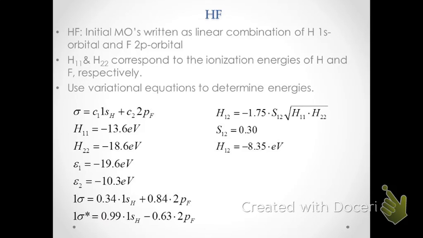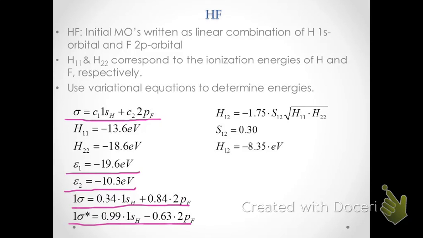Here are the results of calculations for the HF molecule. We won't worry about the details here. We'll talk about those in a future video. But we start with our sigma orbitals as linear combinations, as mentioned before, of the 1s orbital on hydrogen and the 2p orbital on the fluorine. When we do the calculations, we will find the energies associated with our two orbitals and the coefficients associated with these two orbitals.